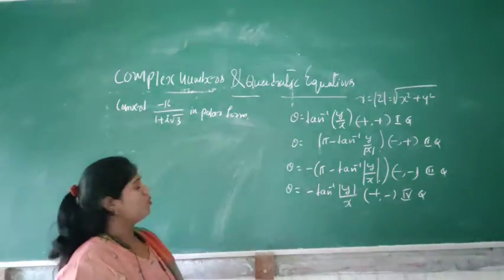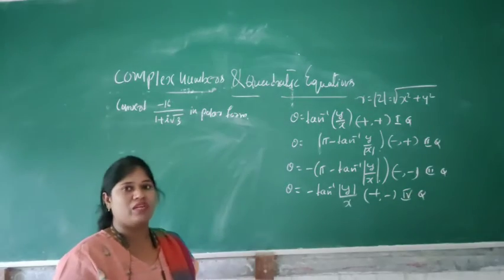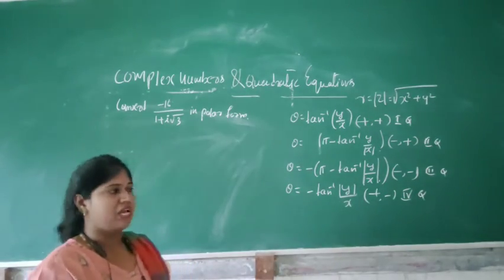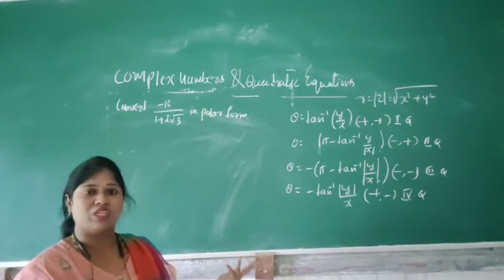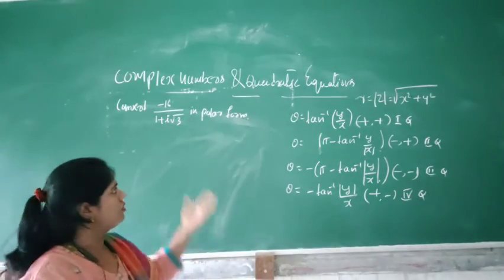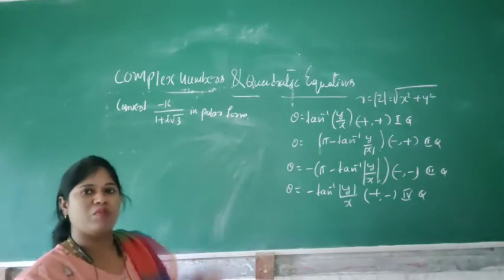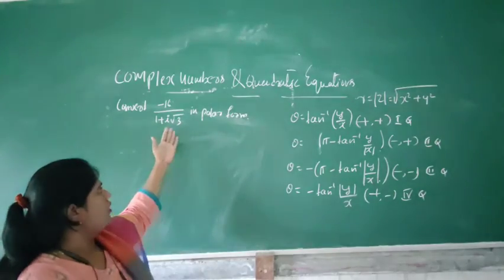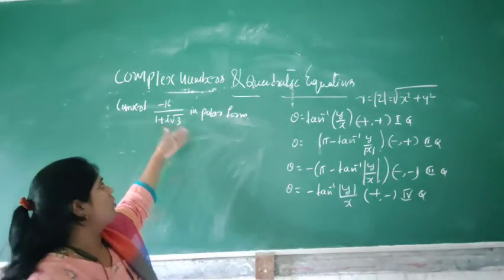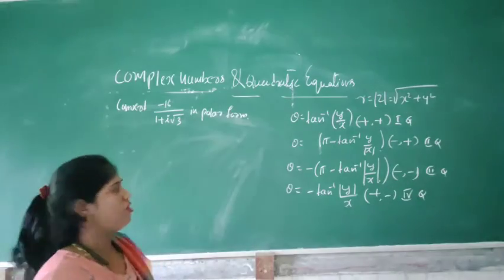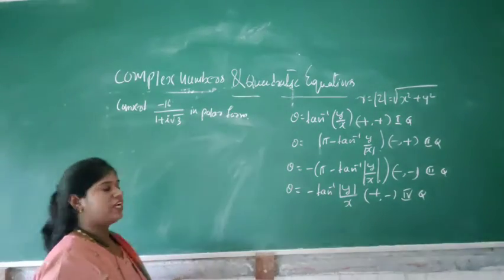Before this we have done similar problems like 1 minus i, root 3 plus i, minus 1 plus root 3 i. We have done such simple problems. This one we have to convert into a plus ib form first. How are we going to do that?